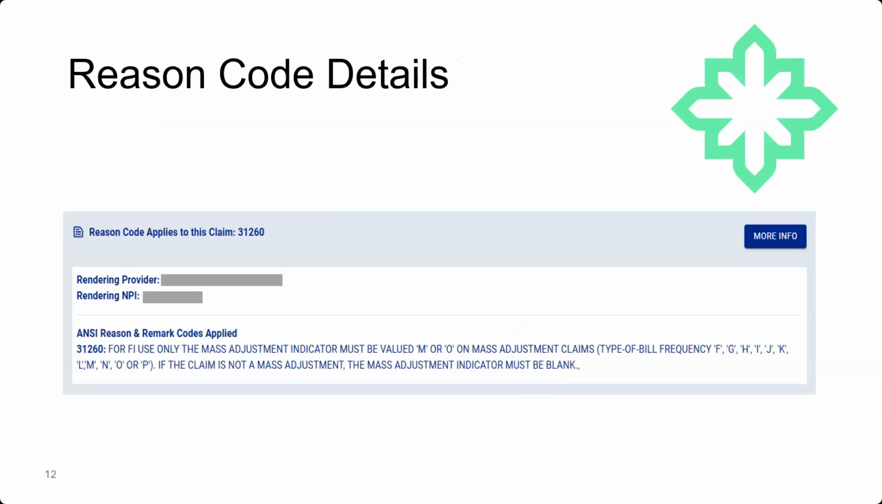Now, by clicking that More Info button with the reason code banner, that section is going to expand to display details about that reason code. In this case, reason code 31260 is for fiscal intermediary use only, so there's no action that the provider would need to take. This also explains why the claim has been suspended to an internal location for claims staff to work.